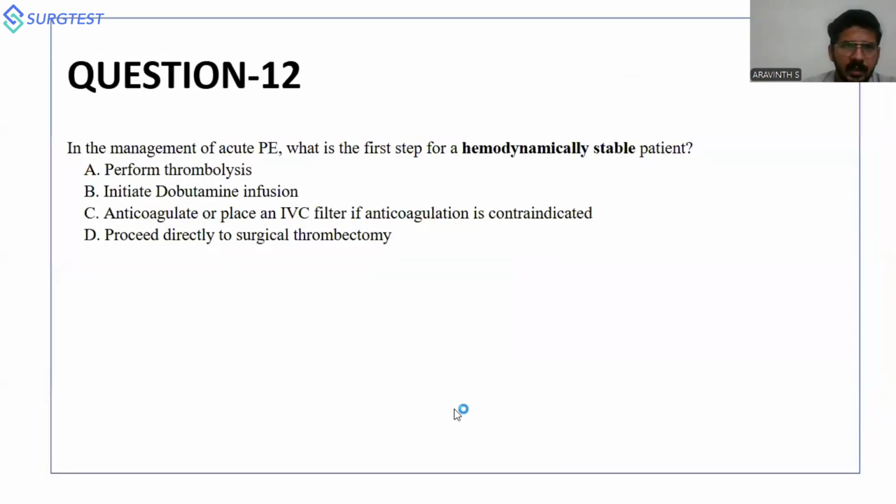Question 12. In the management of acute pulmonary embolism, what is the first step for a hemodynamically stable patient? A. Perform thrombolysis. B. Initiate the infusion. C. Anticoagulate or place an IVC filter if anticoagulation is contraindicated. D. Proceed directly to surgical thrombectomy.